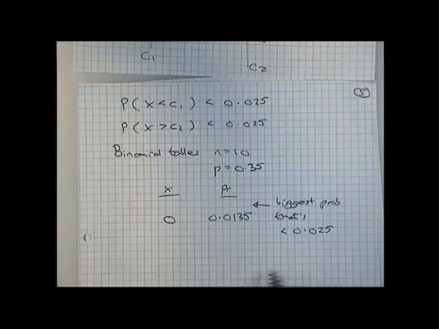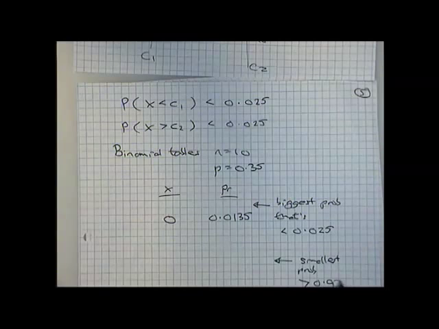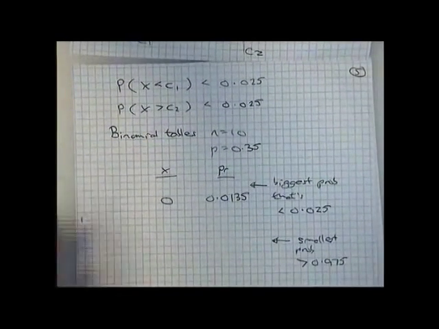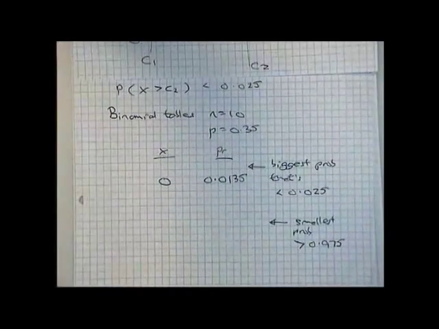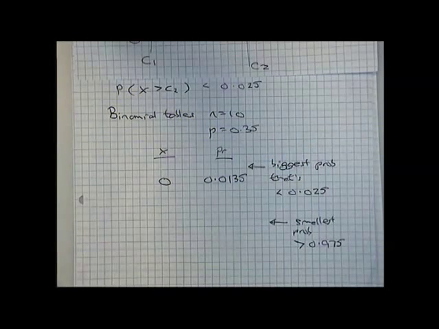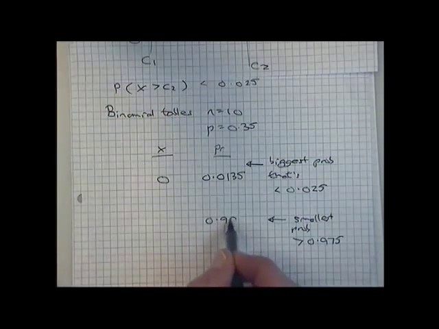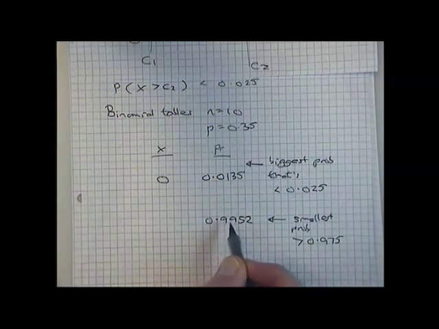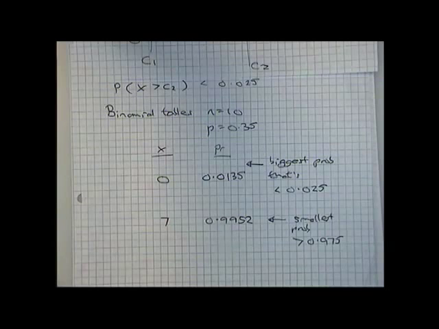Okay. Then what you're looking for, the second time, is the smallest probability which is greater than 0.975, which is up at the other end. So you're looking for the smallest probability that's bigger than 0.975. What is that? 0.9952, yeah, which corresponds to an x value of 7. Yes. Okay.